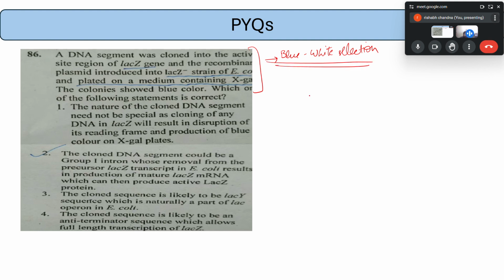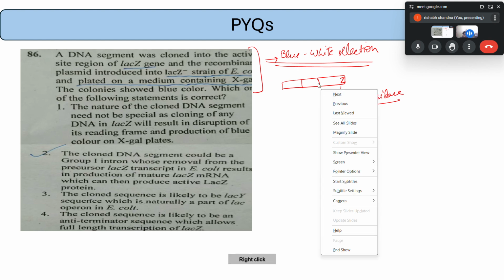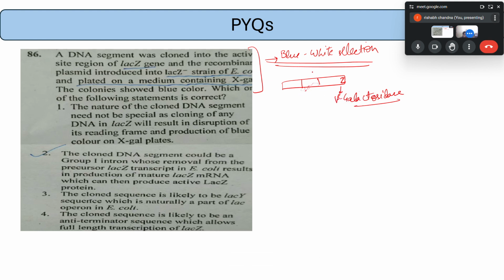So what happens in the blue-white selection method? Suppose this is the LacZ gene that codes for beta galactosidase. If by any chance we introduce a DNA segment into this, it is interrupted and no active protein will be formed. So now we'll have two scenarios: where the gene is normal and where we have an extra segment in the gene. Here normal beta galactosidase will be present, and here no beta galactosidase will be present.